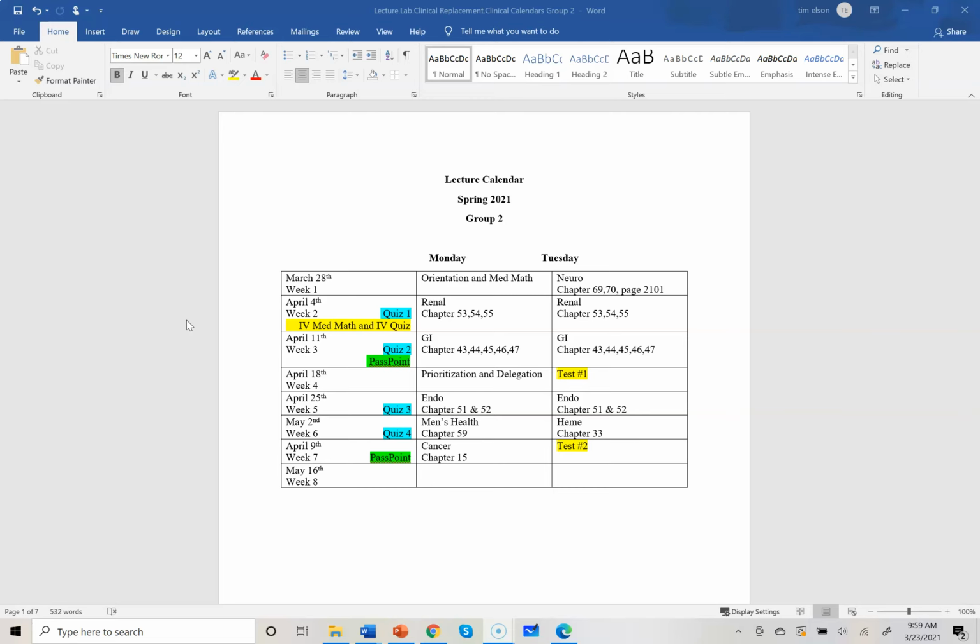The first document that I have here is the lecture calendar. If you look at the first column, it's March 28th. That's actually next week, the week of March 28th. March 28th is a Sunday, the 29th is a Monday, and the 30th is a Tuesday. So this calendar is by the week of. Week one, which is next week, on Monday, we're going to do the orientation.